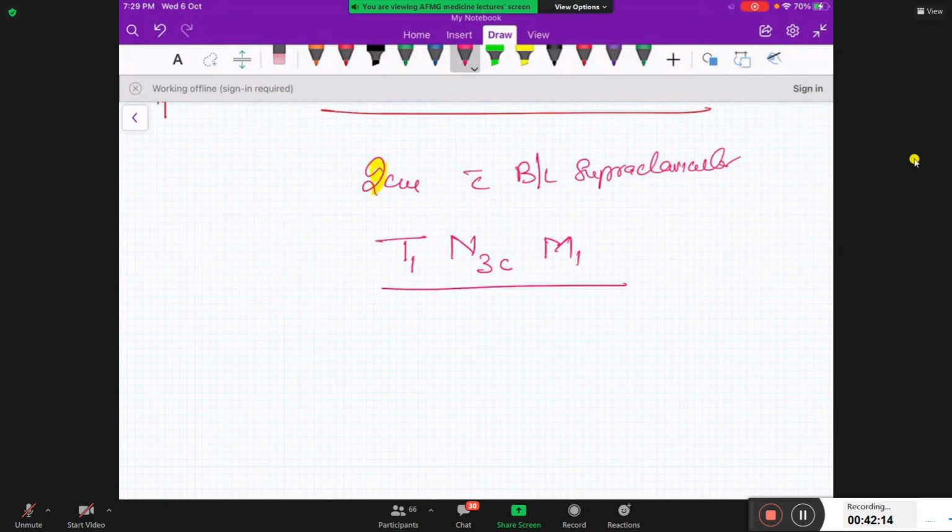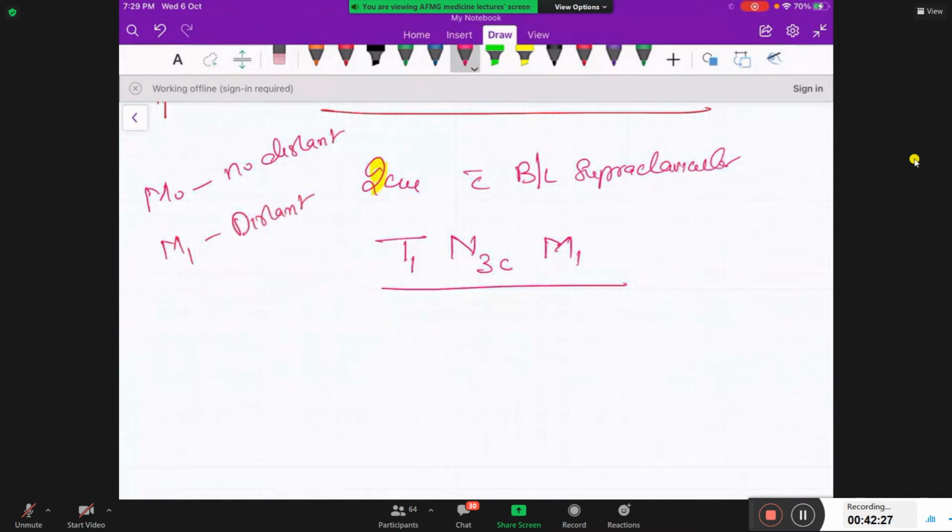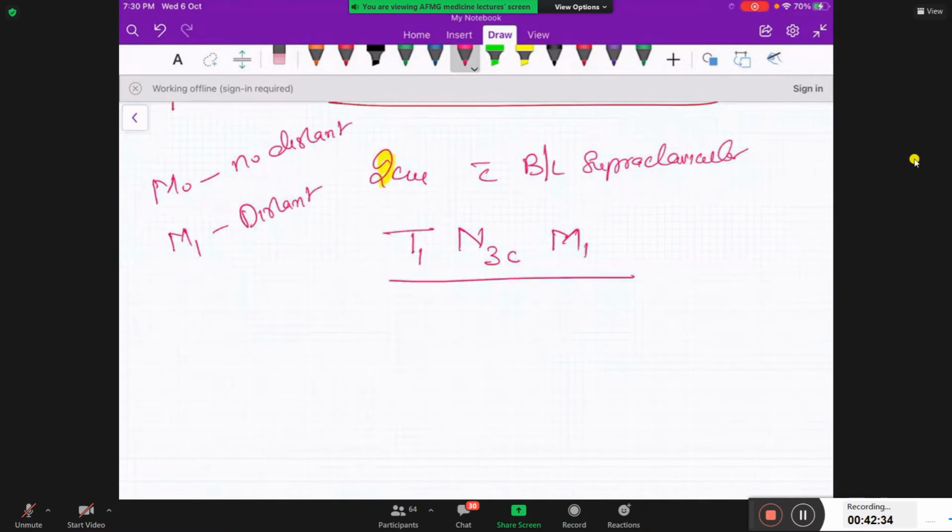हाँ? M नहीं लिखवाई तो अब लिख ले. M0 is no distant metastasis. M1 is distant metastasis. दिल पे मत लेना, ठीक है ना? Okay. Now, staging.